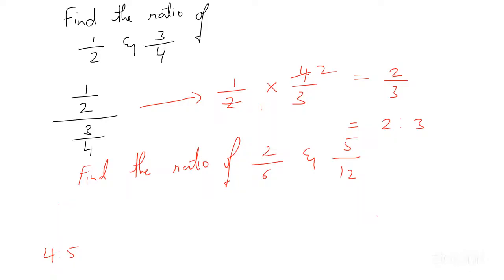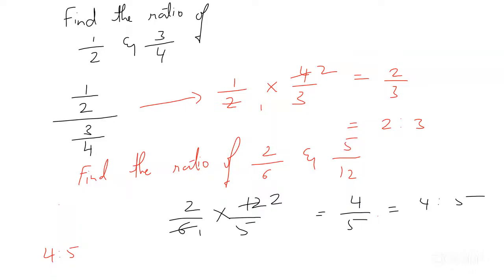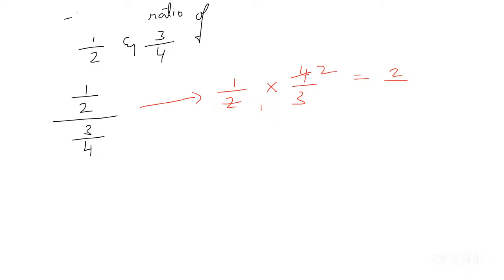Well done. What we did: 2 into 6, reciprocal, 12 into 5, 6 ones are 6, 6 twos are 12, 2 twos are 4 by 5. Okay, ratio 4 is to 5. Well done, Joshua. Now, what if a question like this comes? I'll show you.